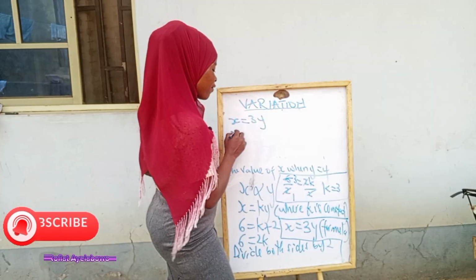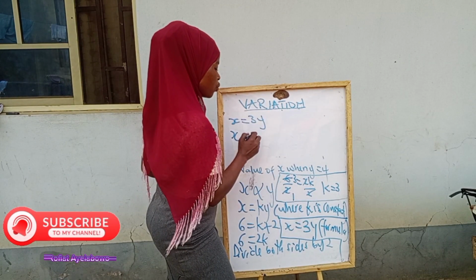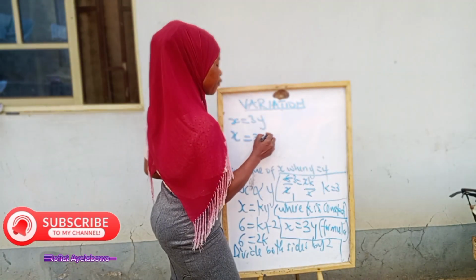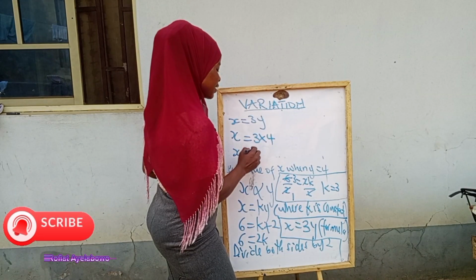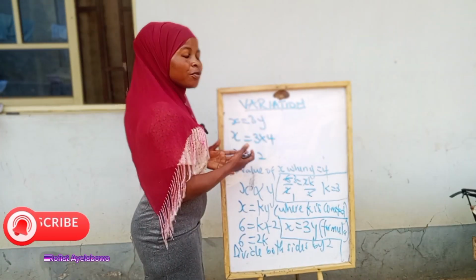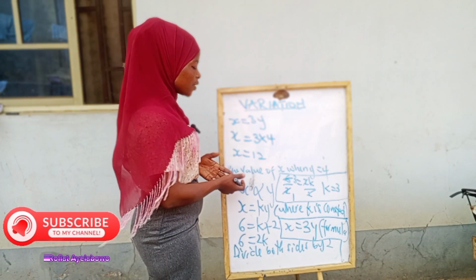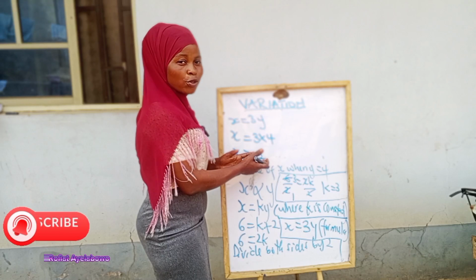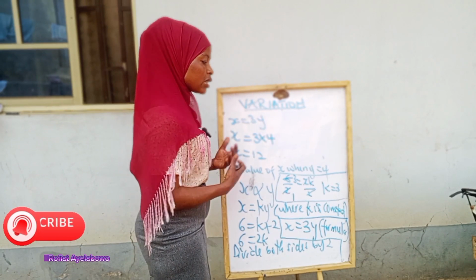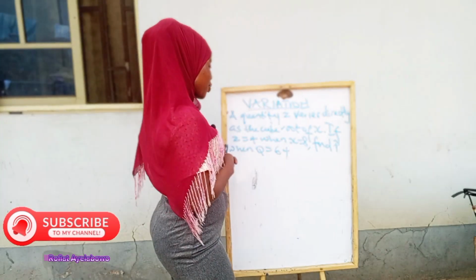You have x is equal to 3 times the value of y, which is 4. So therefore, x is equal to 12. Notice this equation is telling you that your left hand side is equal to your right hand side. The constant of proportionality there is 3. Let's look at the second question.